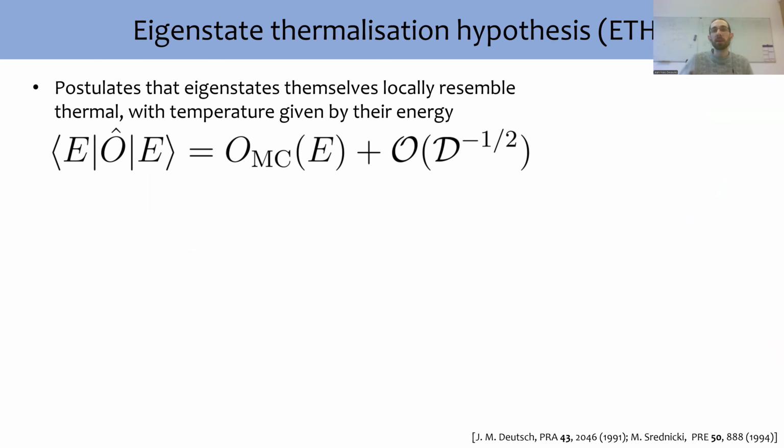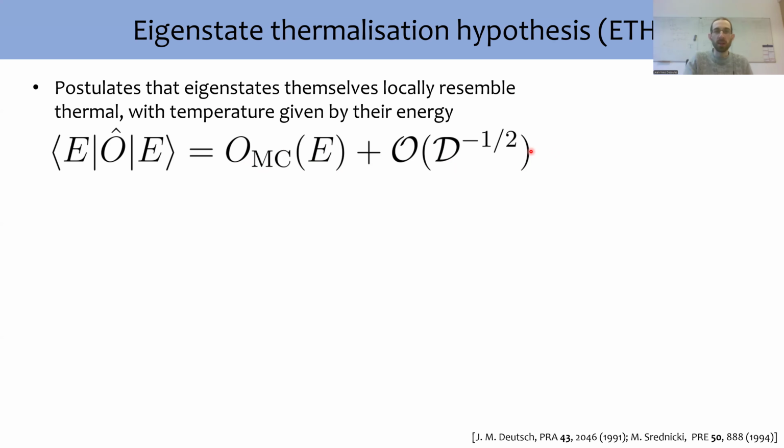You have dynamics that leads you to thermalization at long time because the eigenstates themselves look like thermal states. So if I take some eigenstate at energy E and some local observable, this will just give me the same prediction as a microcanonical ensemble at the same temperature, plus some finite size correction. So essentially, it doesn't matter which eigenstate I pick. The only thing that matters is its energy. And then every local observable will just be a smooth function of the energy if I look at the eigenstates.